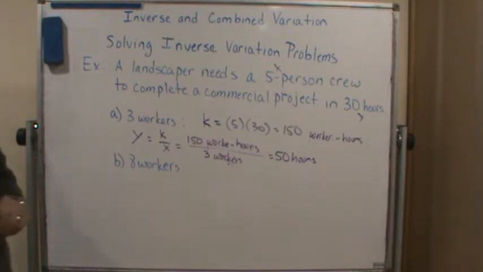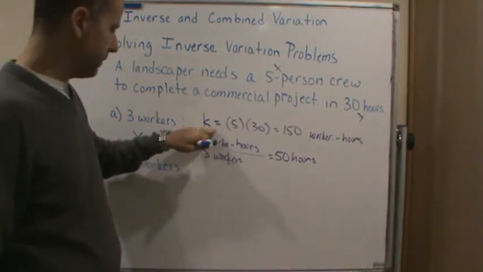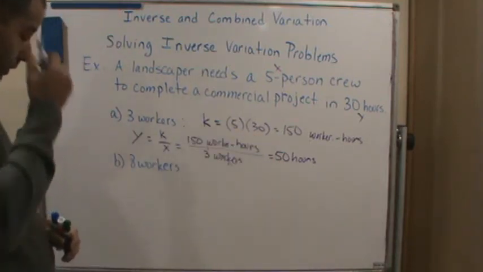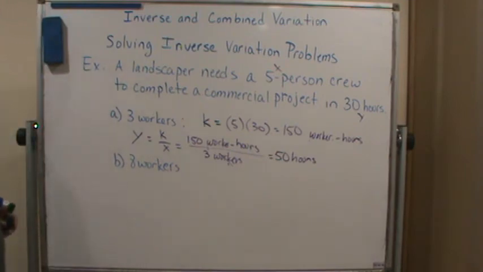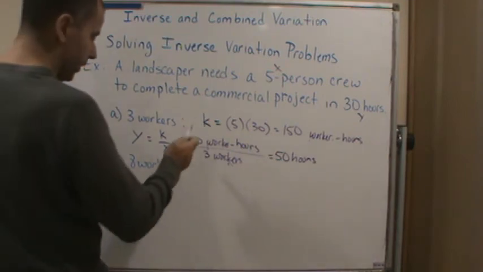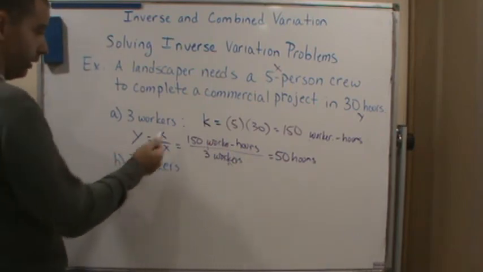Okay? So it'll take 50 hours to finish the job if I only have 3 workers on a crew. Okay, now what about if I have 8 workers? Well, I'm going to use the same K value. I don't have to recalculate the K value. So it's the same situation. So I'm going to use K.